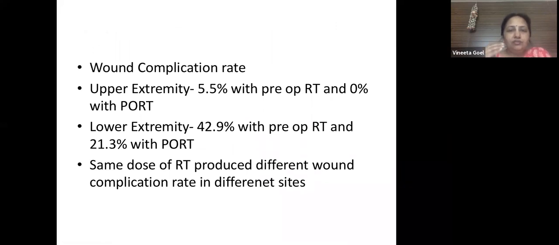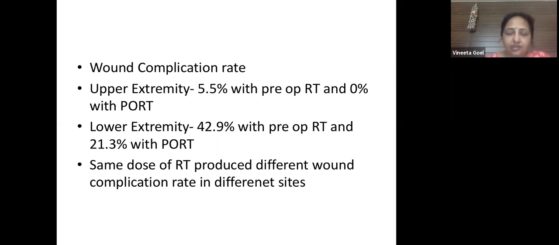Now, if we look at the wound complication rate by site, we find that in upper extremity patients, the wound complication rate was only 5.5% with preoperative RT and 0% with post-op RT. In the lower extremity, it was 43% with preoperative RT and 21% with postoperative RT. So the same dose of preoperative RT of 50 gray was producing different rates of wound complications in different sites.